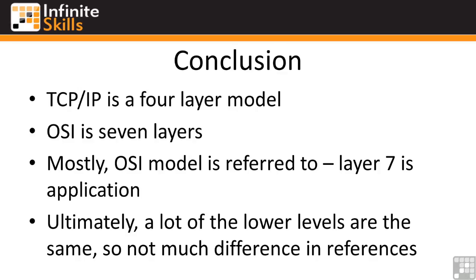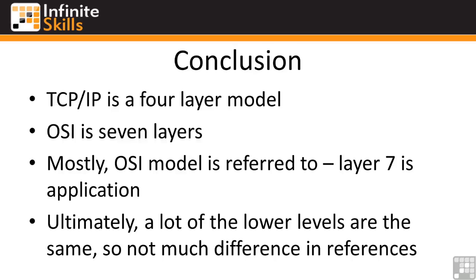So TCP/IP is a 4-layer model and OSI is 7 layers. Mostly when you hear people talk about the different layers in a network stack and they start talking about protocols and how they're broken apart and they refer to different layers, they're really referring to the OSI model. For example, layer 7 is the application layer. And the OSI model is the only model that has the 7 layers. So if you start hearing somebody talk about a layer 7 thing, then that's definitely the OSI model because the TCP/IP model doesn't have 7 layers.